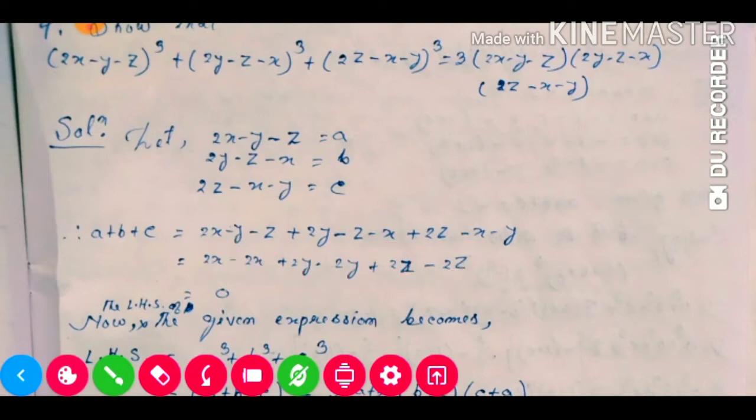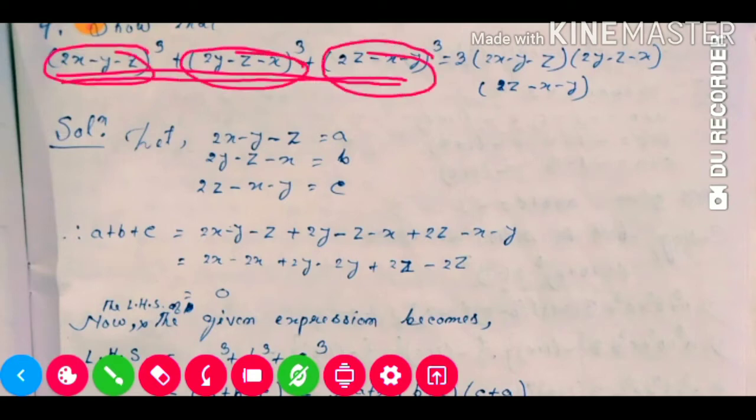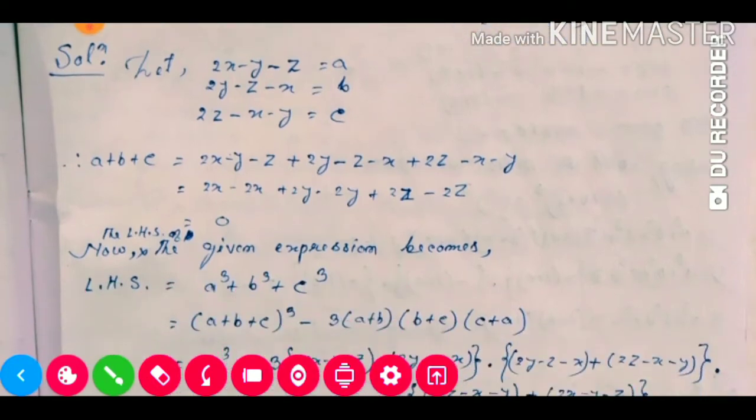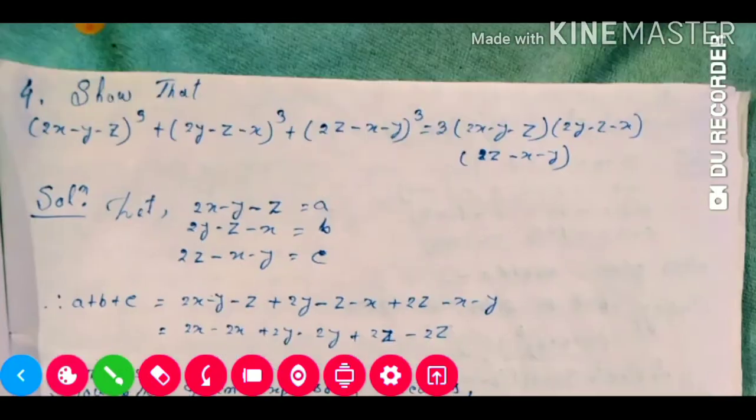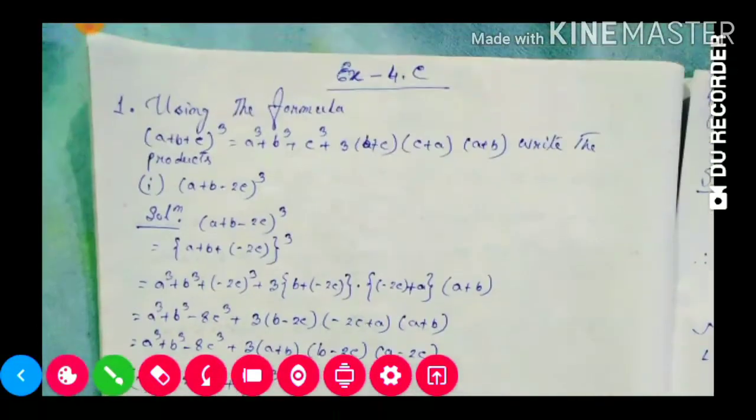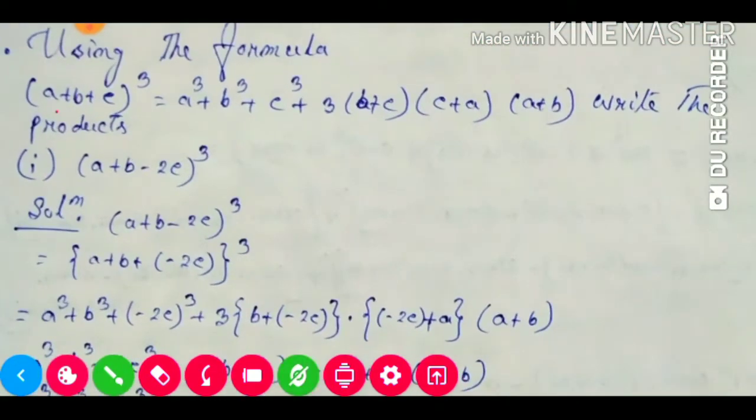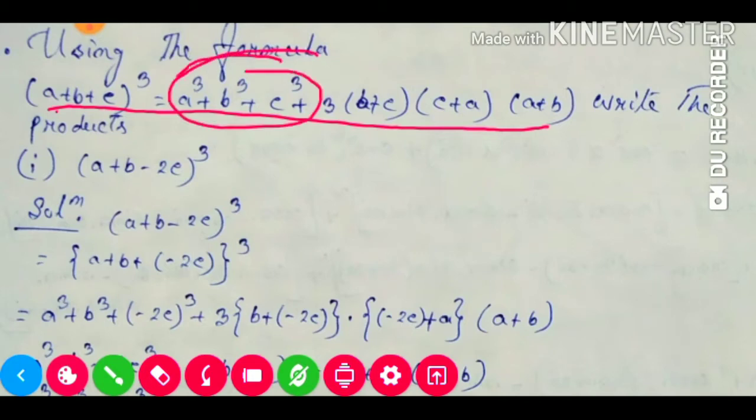Now the left hand side of the given expression will be, what about the given expression? See, this one is our given expression. This expression's left hand side will be a cube plus b cube plus c cube. So the left hand side of the given expression will be a cube plus b cube plus c cube. Now what is the a cube plus b cube plus c cube formula? From this formula only we will get the a cube plus b cube plus c cube formula. So this formula is needed.